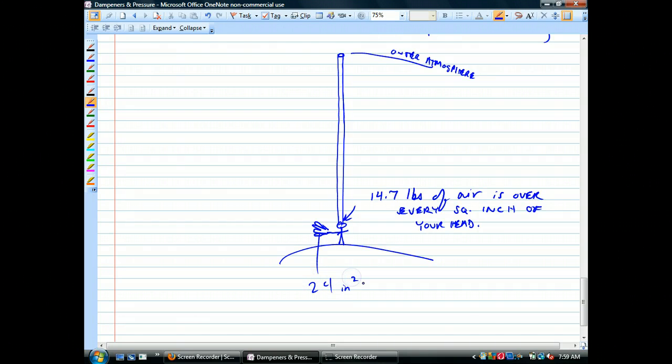24 square inches, how much weight is on my hand right now? If I'm holding it out like this, 24 square inches times 14.7, that's 353 pounds. So right now, there's 353 pounds of air on my hand, and it extends all the way up to the atmosphere. So that brings us to my next question. How come I don't feel like there's 350 pounds of air on my hands?